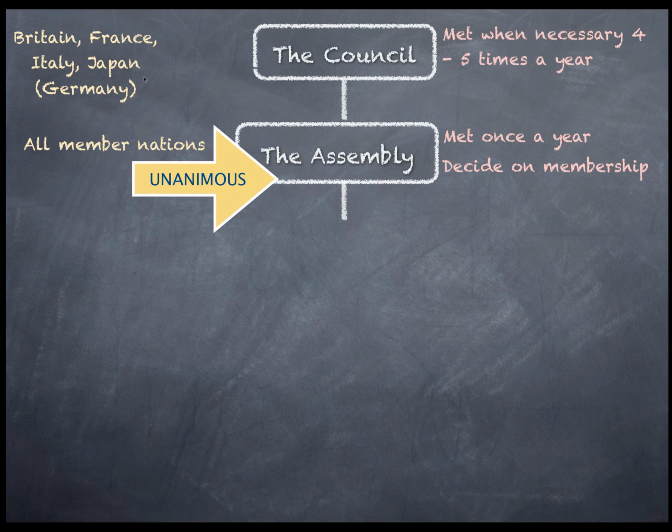Now this met when necessary, so the Council, not the Assembly, is the thing that really responds to crises in the world. This met on average about 4 or 5 times a year, and this really was where the real power of the League lay, with the Council, not with the Assembly. Like the Assembly, though, any decision that the Council took had to be unanimous. That was because any member of the League Council could veto.